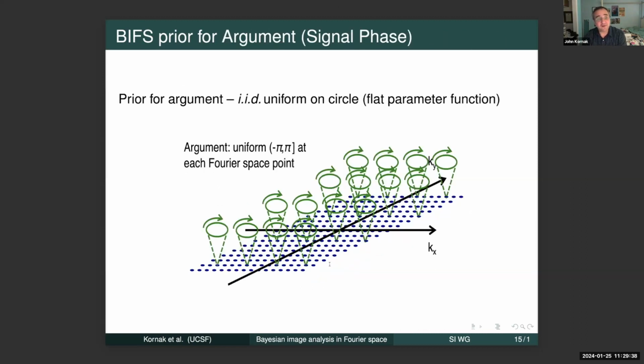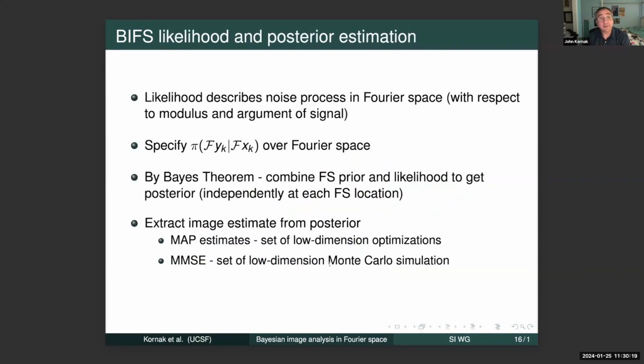The prior for the argument is, let's say, messier. Usually you don't have much information about how you want to specify the prior to get the kind of characteristics you want. And I would argue that in most scenarios, just having a uniform prior on the circle is more than adequate for whatever information you have about how the argument should behave. So we just have a uniform prior for the argument at each and every point in Fourier space. So uniform on the circle. Okay. So that's my overview of how we set the prior.